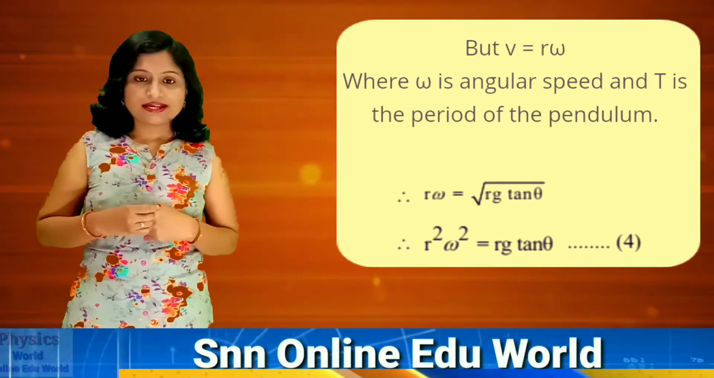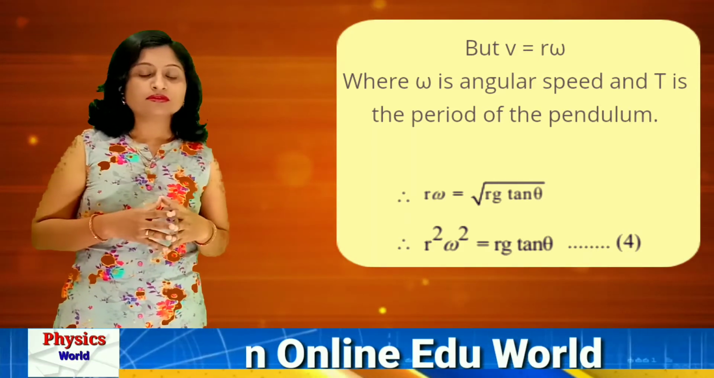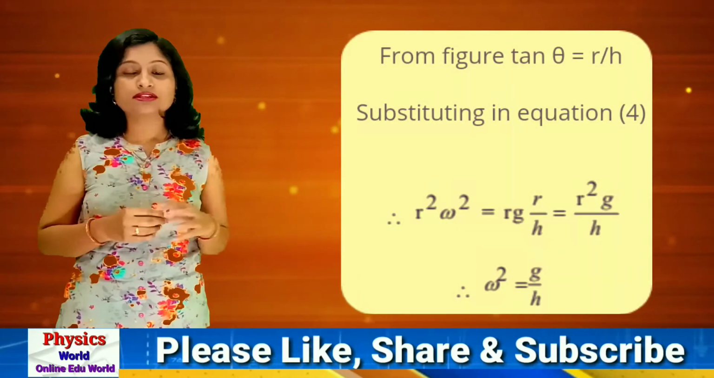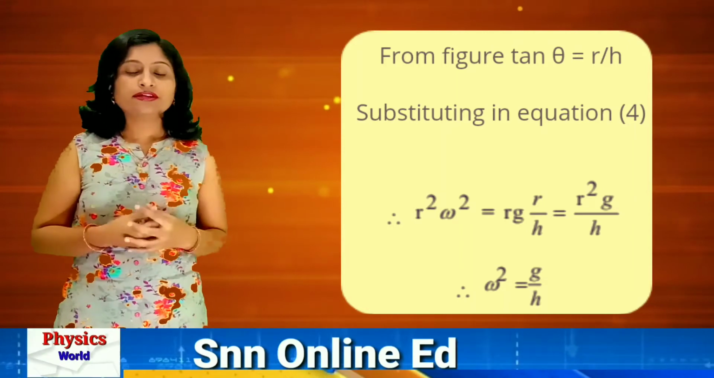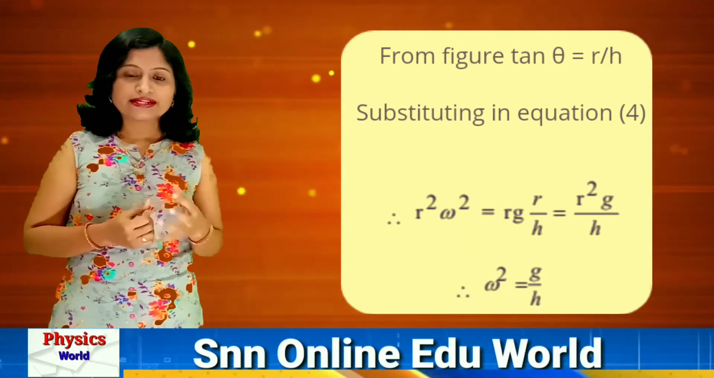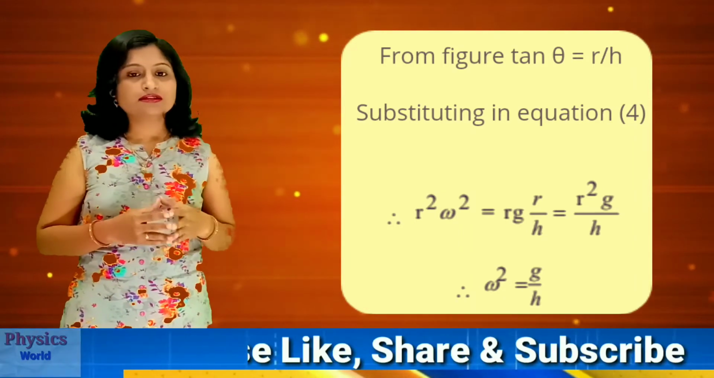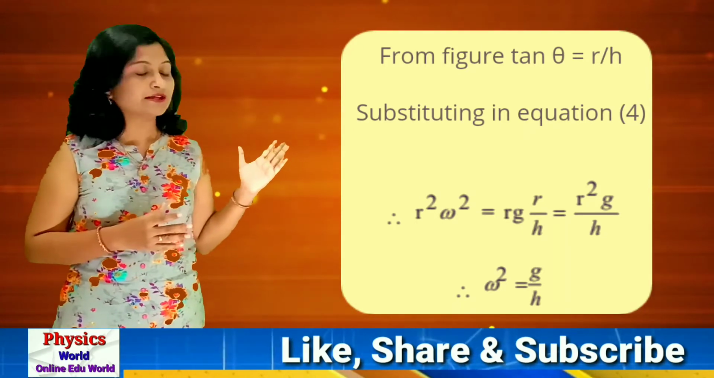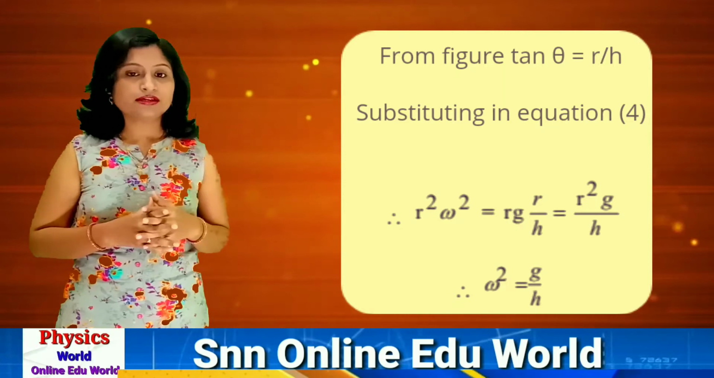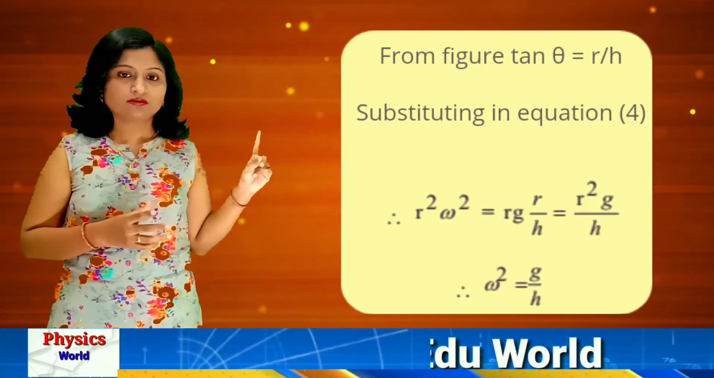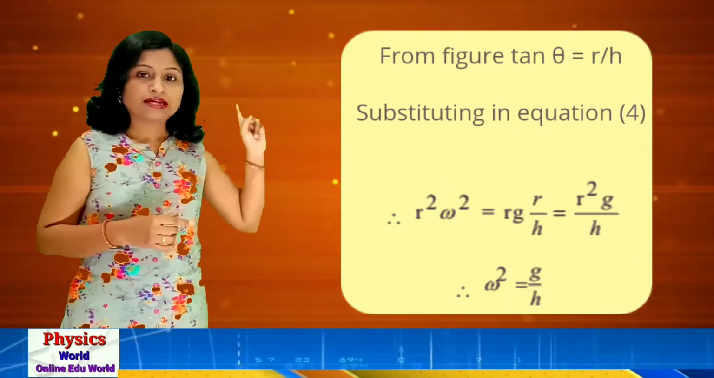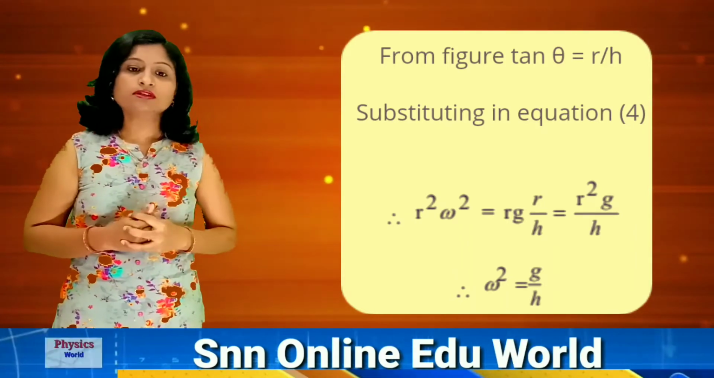Now observe the diagram. In that diagram we can find tan theta also. In the right angle triangle where we found cos theta, we can find tan theta also. Tan theta means what? It is the perpendicular divided by base. So here we find r divided by h is tan theta. I have written it here; you observe the diagram and confirm it. Tan theta is equal to r upon h.